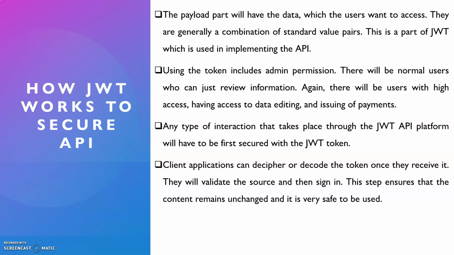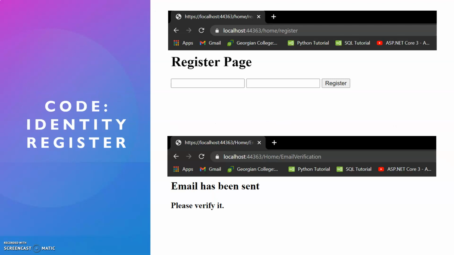Any type of interaction that takes place through the JWT API platform will have to be first secured with the JWT token. Client applications can decipher or decode the token once they receive it. They will validate the source and then sign in. This step ensures that the content remains unchanged and it is very safe to be used. Now let's move to the coding part.